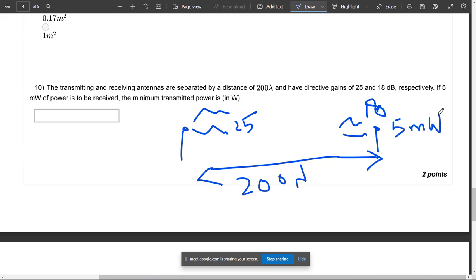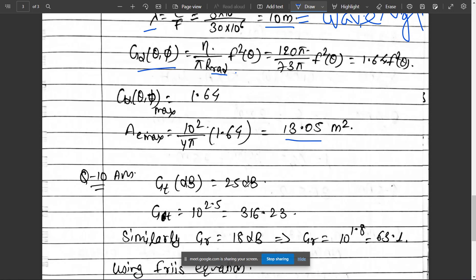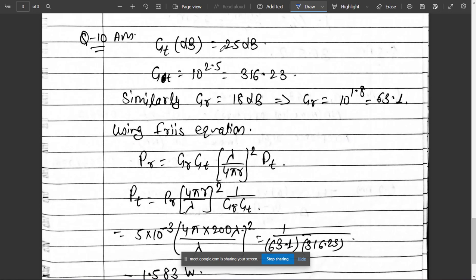By using Friis equation, ma'am. Yes, very good. PR is equal to GDR into GDT into lambda by 4 pi R whole square into PT, ma'am. Yes, very good. Correct. So by using Friis equation, we can solve this question.